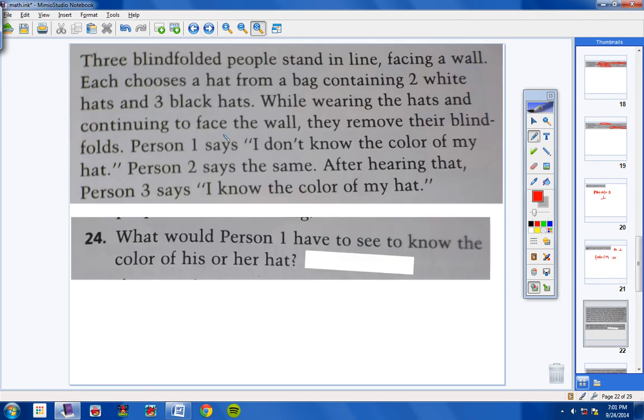Okay, this is interesting. Now, if you look at the picture in your book, you'll see that person number 1 is here, person number 2 is here, and person number 3 is here. And here's the wall. The wall is right here, okay? And they're all staring at the wall. So this guy is looking this way. He sees people 2 and 3. Person number 2 is looking this way. He sees number 3. And person number 3 is looking this way. He sees no one, okay?